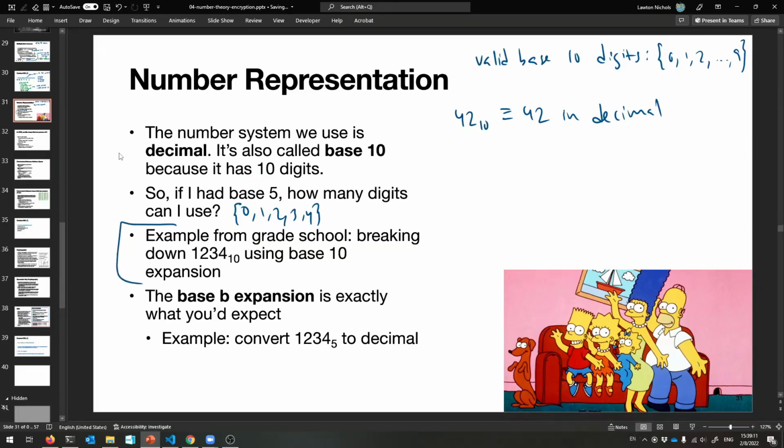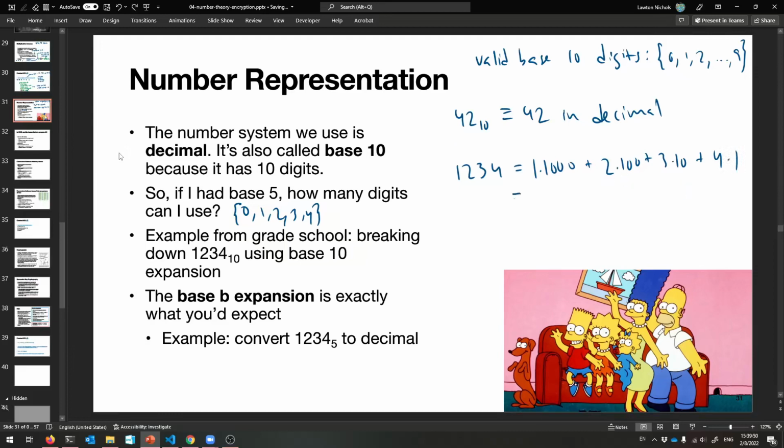And the trick is using an expansion, using the base as a power, okay? So let's break this number up like we did in elementary school. Into its constituent pieces, like the thousands place, the hundreds place, and then that pattern will follow for the other bases. Okay, so let's break down 1,234 in decimal. You remember from elementary school, it's like, okay, that is 1 times 1,000 plus 2 times 100 plus 3 times 10 plus 4 times 1, right?